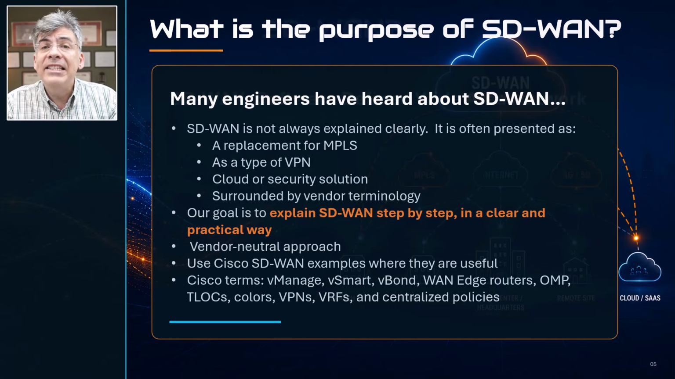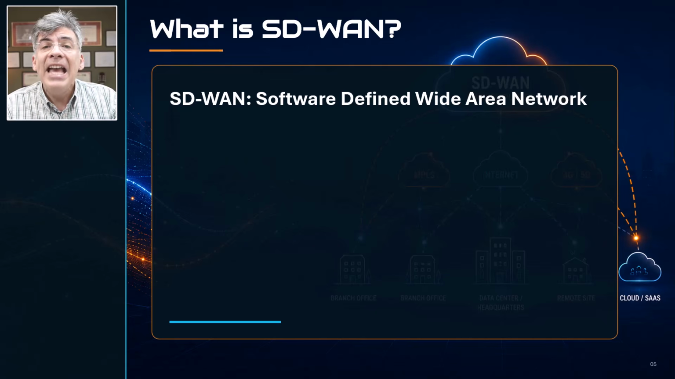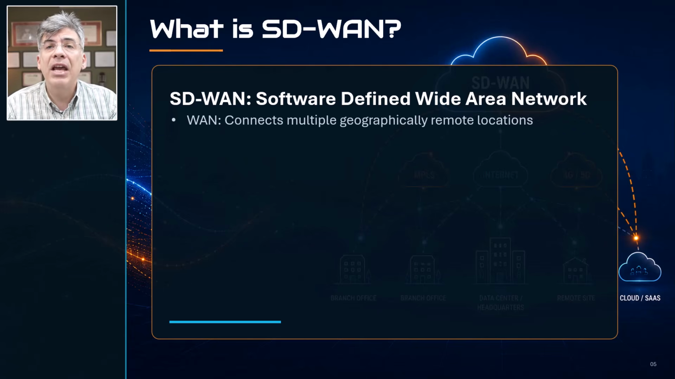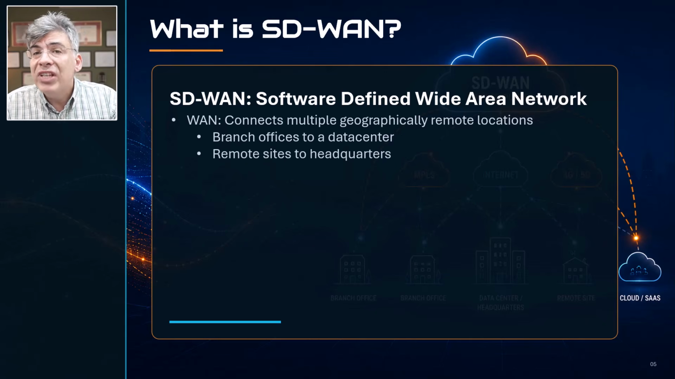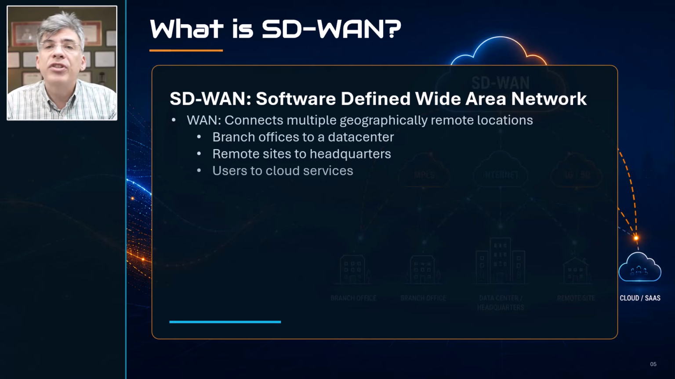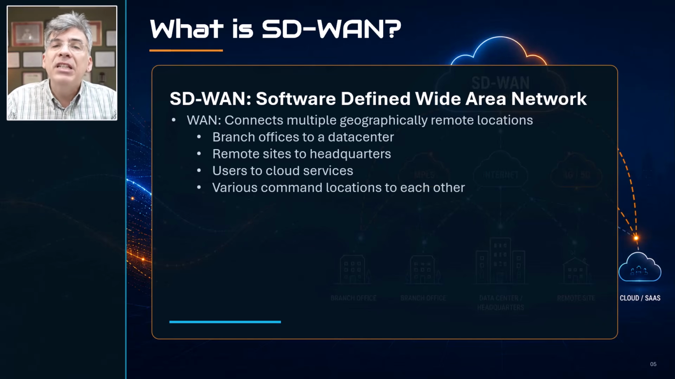So what is SD-WAN? SD-WAN stands for Software-Defined Wide Area Network. The WAN, or the Wide Area Network, is the part of the network that connects multiple geographically remote locations together. For example, it may connect branch offices to a data center, remote sites to the headquarters, users to cloud services, or different company locations to each other.